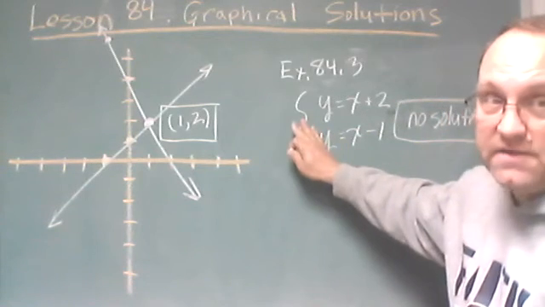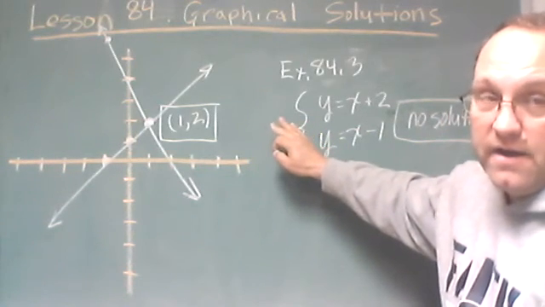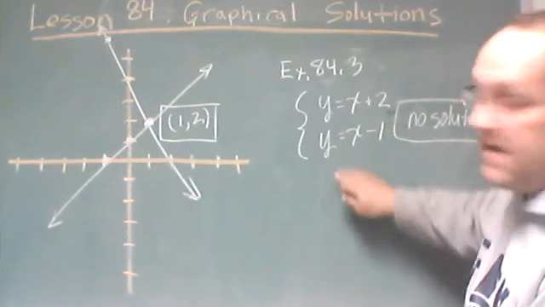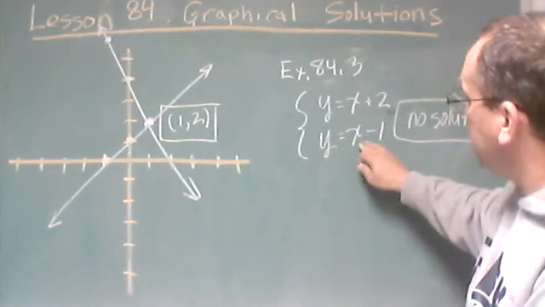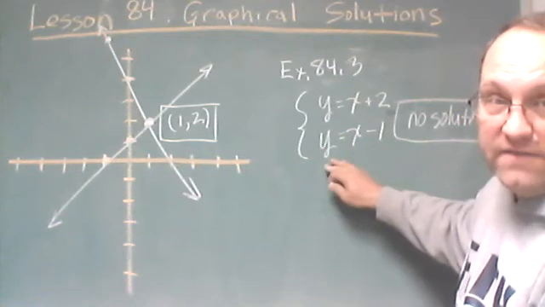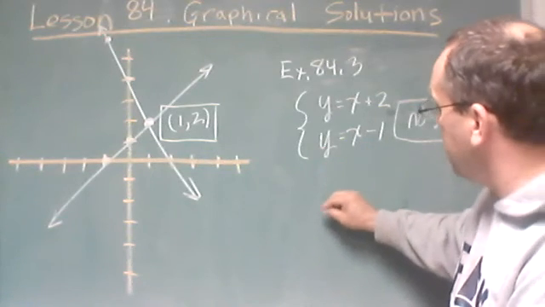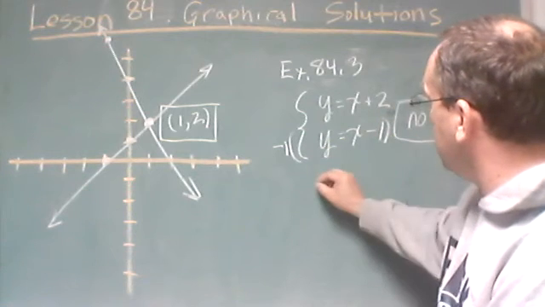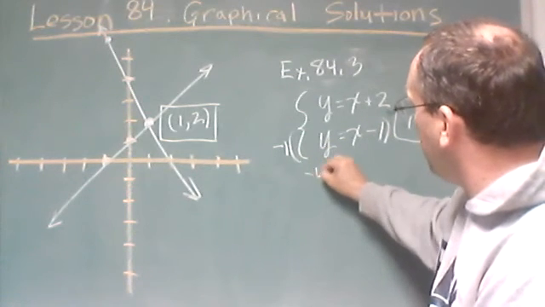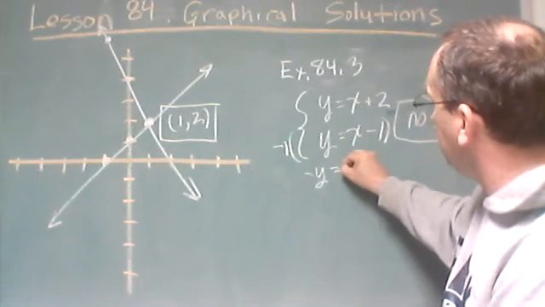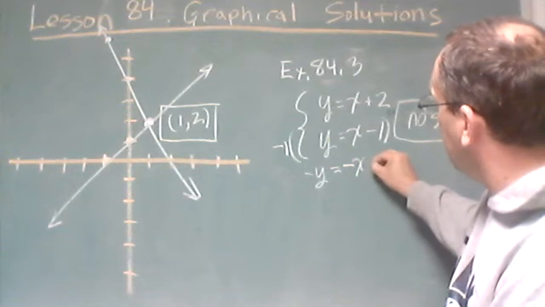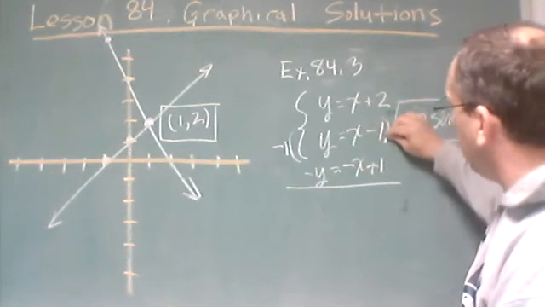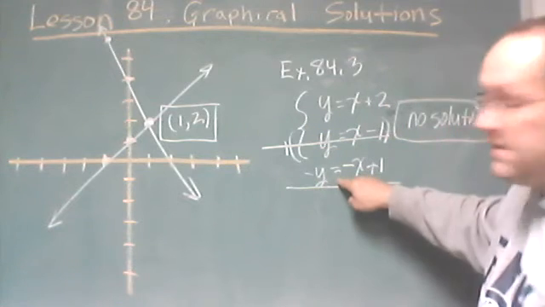Let's confirm this now with elimination. These are kind of set up for elimination. I'm going to eliminate the x term. Of course, I have to multiply one of these equations by minus 1. I'm going to multiply the bottom one by minus 1, so that becomes minus y equals minus x plus 1. So I've got rid of that equation and replaced it with this one.